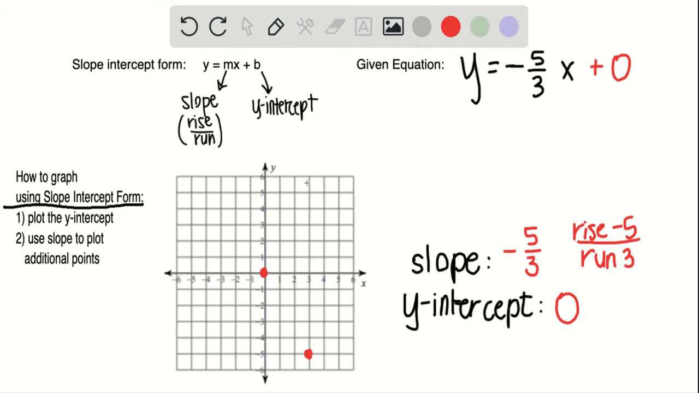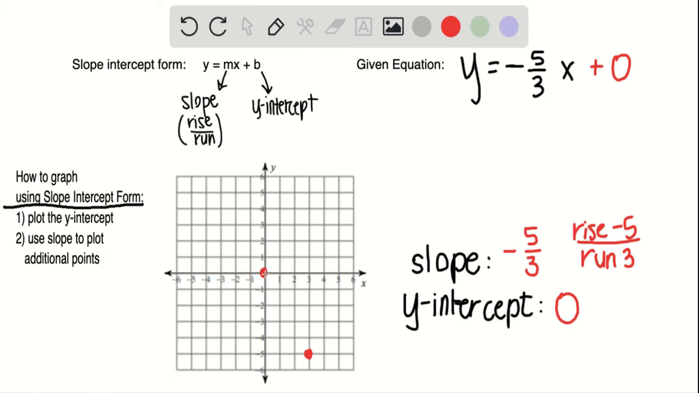So what I'm going to do is now plot a point on the left side of my y-intercept. So I'm going to go back to my y-intercept at 0. And I'm going to do the same rising and running, just in the opposite direction. So it continues the line, making it a linear equation.